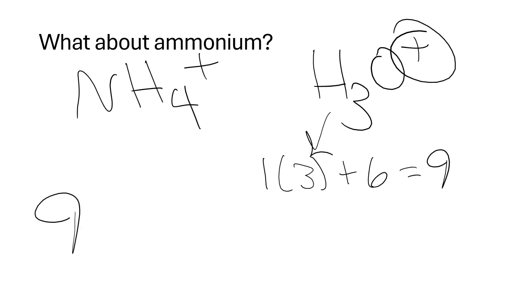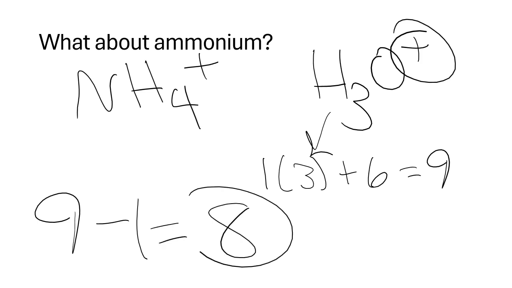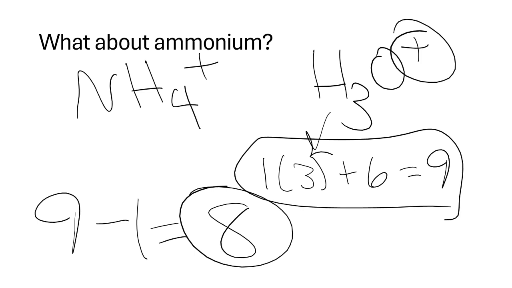So we have 9, we subtract 1, 8. So you're always going to have an even amount of valence electrons. So if you end up with like 9, look to see if it is a polyatomic ion.